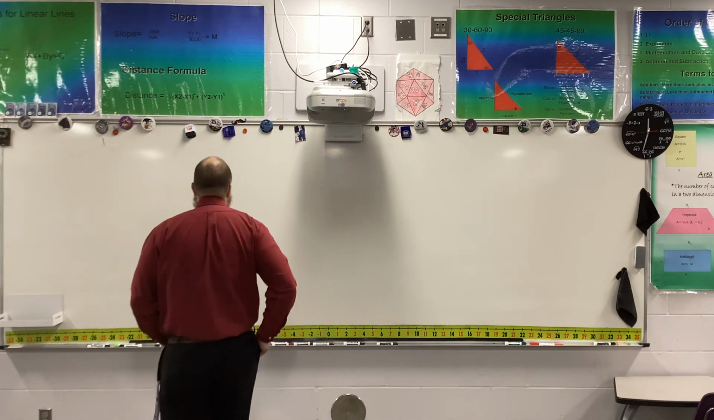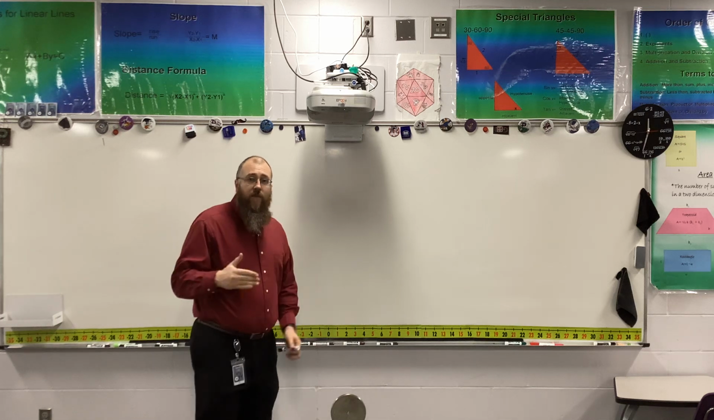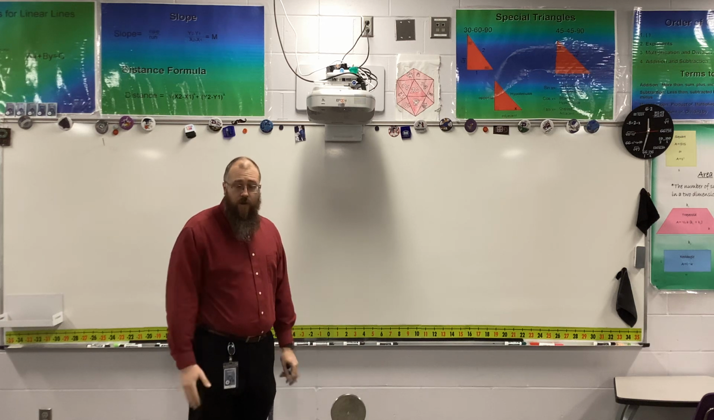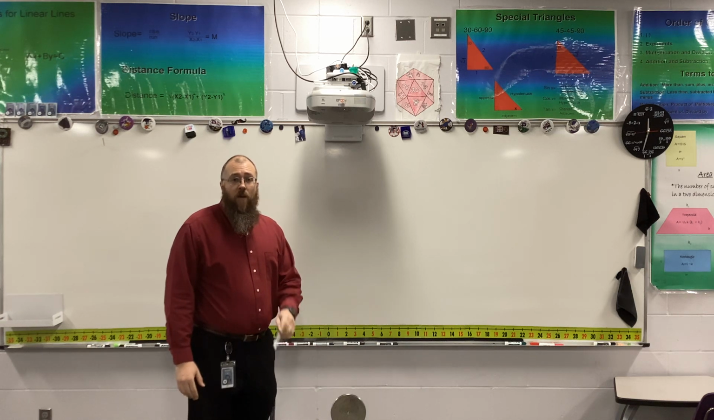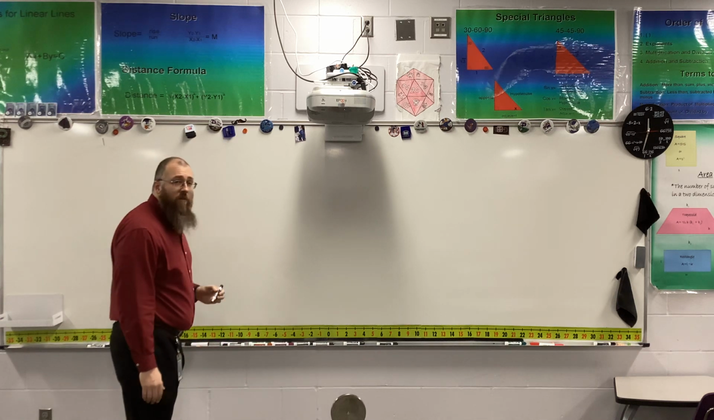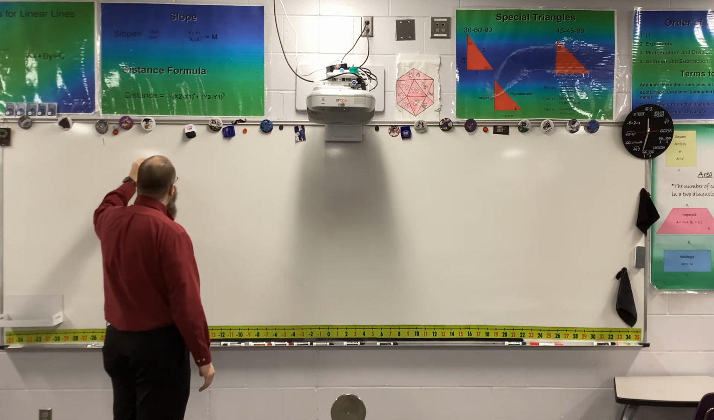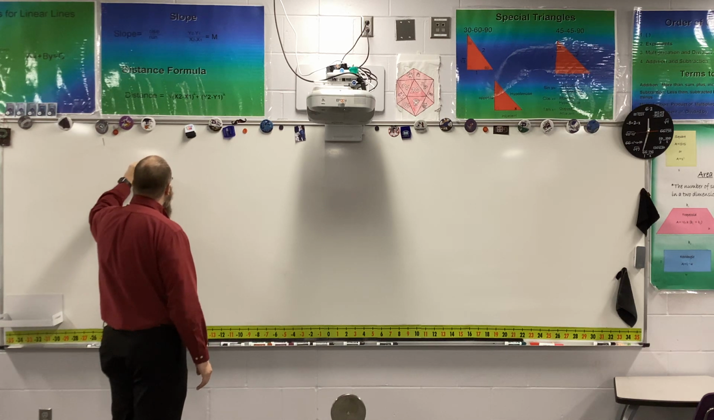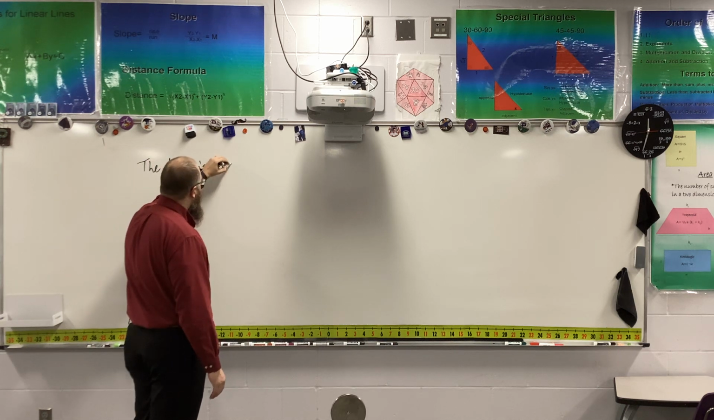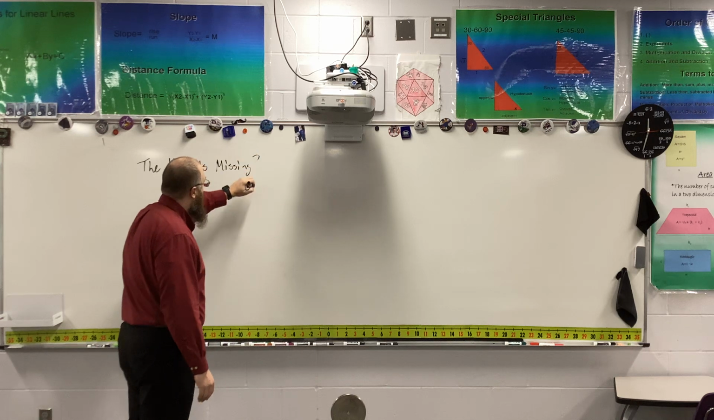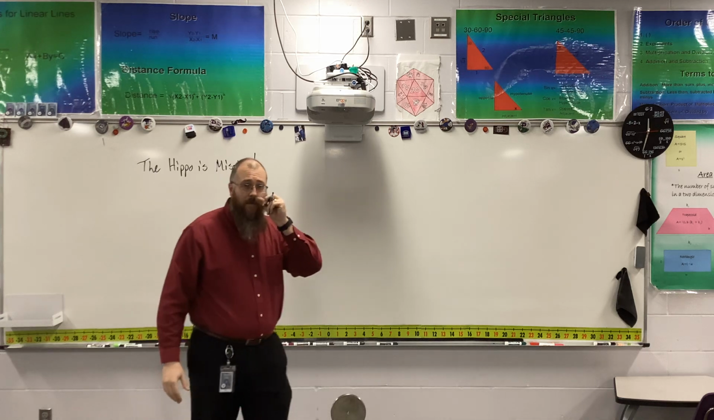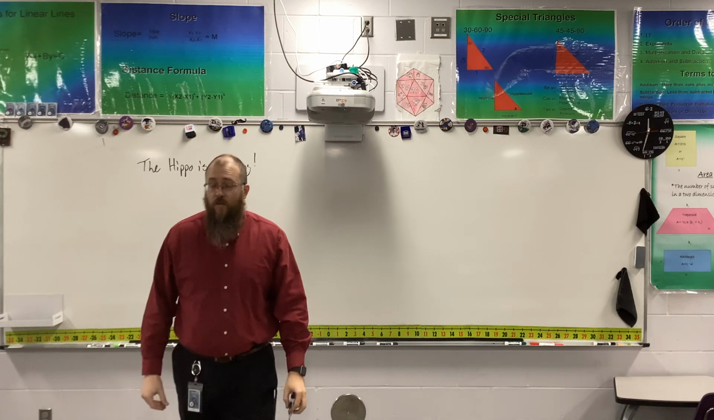Yesterday we talked about the Pythagorean theorem and using it as a test to figure out whether or not a triangle was a right triangle. Today we're going to talk about using the Pythagorean theorem to find a missing piece of our right triangle. Our focus today is the hippo that is missing. All day today we're going to be dealing with missing hippopotamus, or missing hypotenuses, in our right triangle.